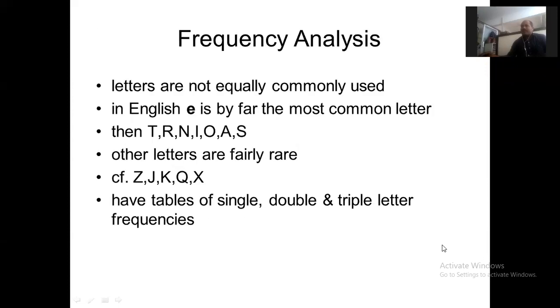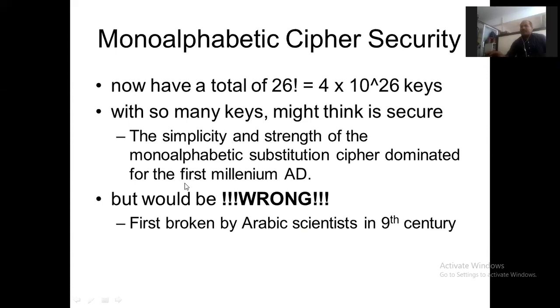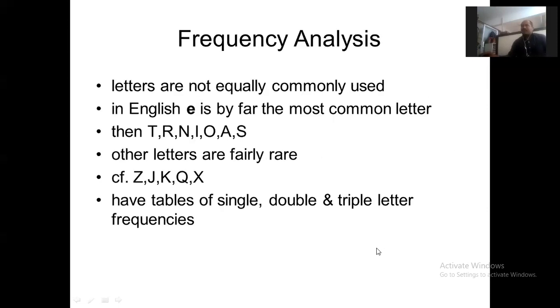One more advantage of this algorithm is that we can have multiple keys, 4 into 10 raised to 26, with 26 factorial. In that way we can arrange the key using the 26 alphabets. That is possible, but it doesn't provide more security. This is the frequency analysis.